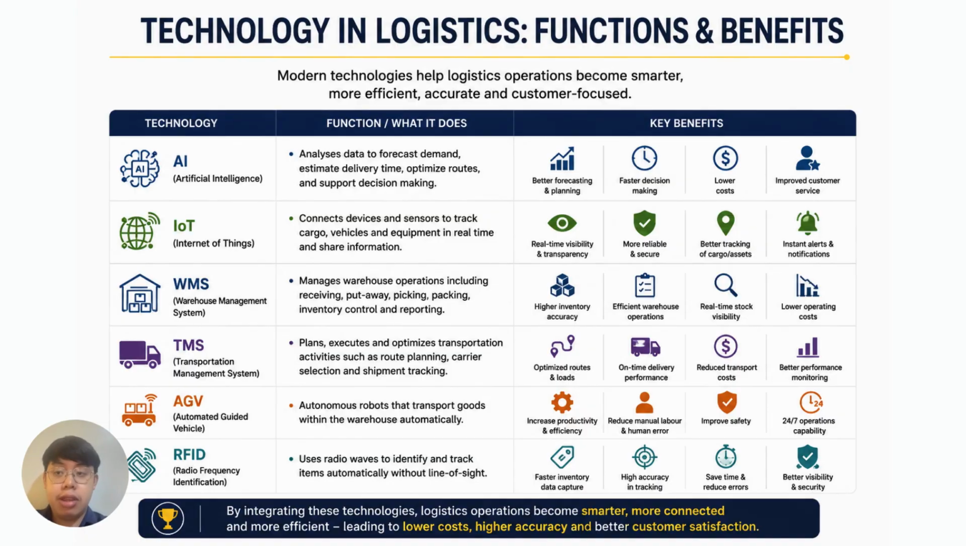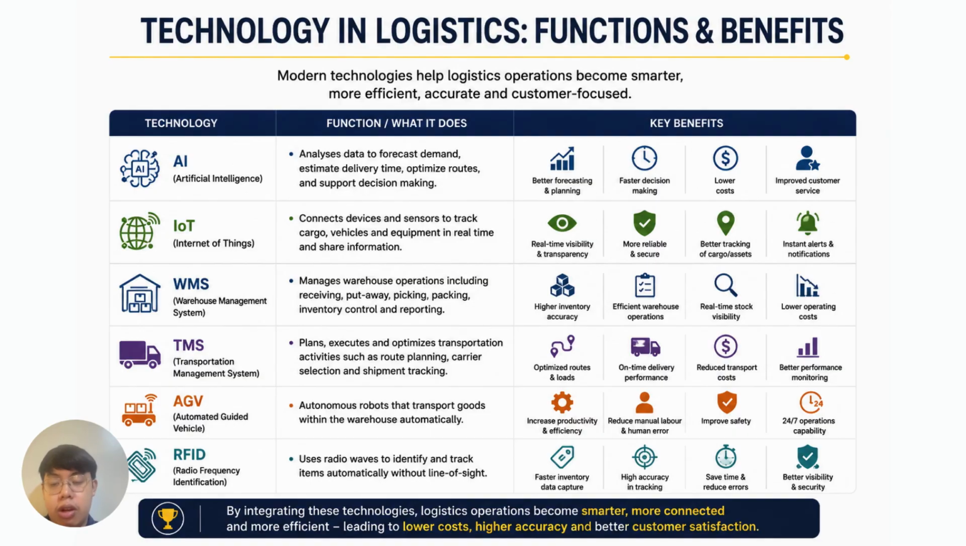So for the next slide, this slide shows some of the key technologies used in modern logistics. AI helps companies forecast demand, optimize routes, and make better decisions. IoT enables real-time cargo tracking, providing better visibility and transparency. WMS manages warehouse operations and improves inventory accuracy. TMS helps plan transportation and optimize delivery routes to reduce logistics costs.